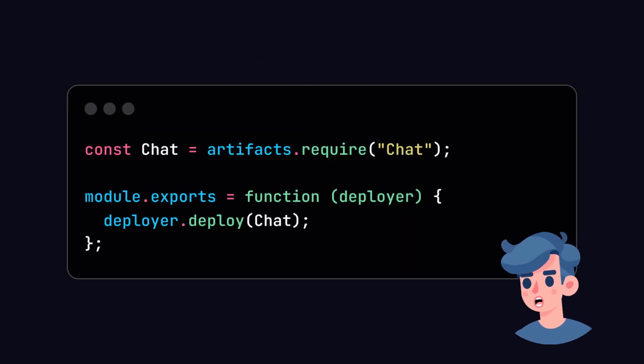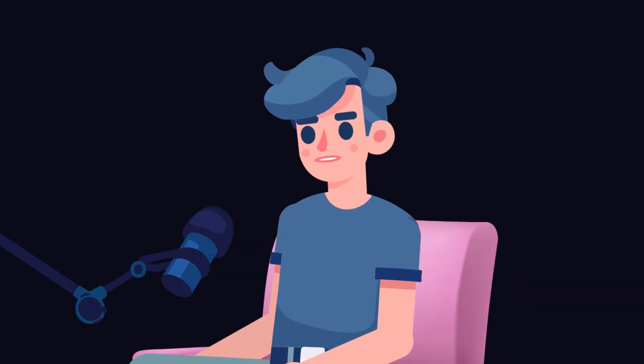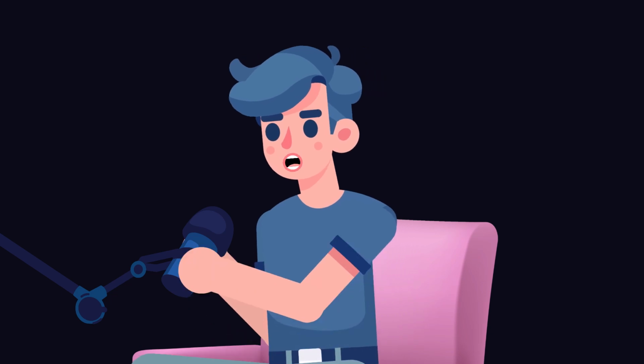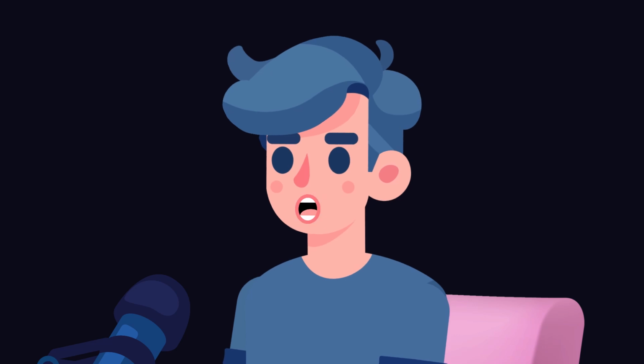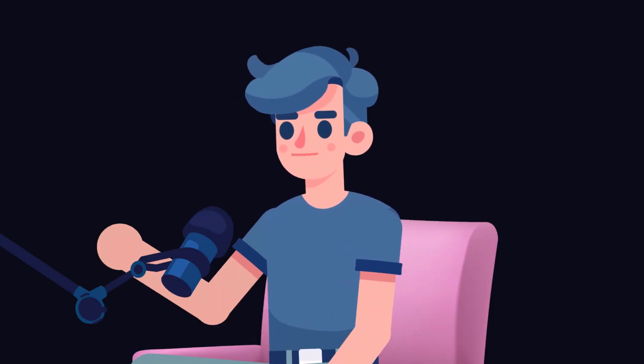Next, we will create a migration file to deploy our contract. Create a file called to_deploy_contracts.js in the migrations directory. Here's how the migration file should look. Now that our migration file is ready, we can deploy our smart contract. Make sure you have a local Ethereum node running, or use Ganache CLI to simulate a blockchain. Then, run the following command, truffle migrate.